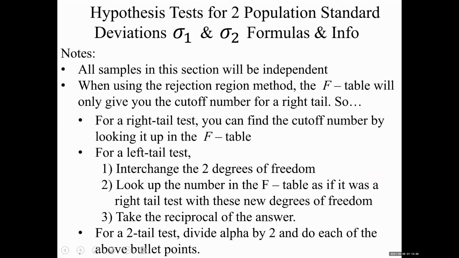And if you're doing a 2-tail test, then you have to do kind of both. You look up the right one, and that's going to be easy. And to look up the left one, you have to go through these 3 steps again. Okay, we will do an example, but any questions so far? Okay, probably need to see an example before things make a little more sense.